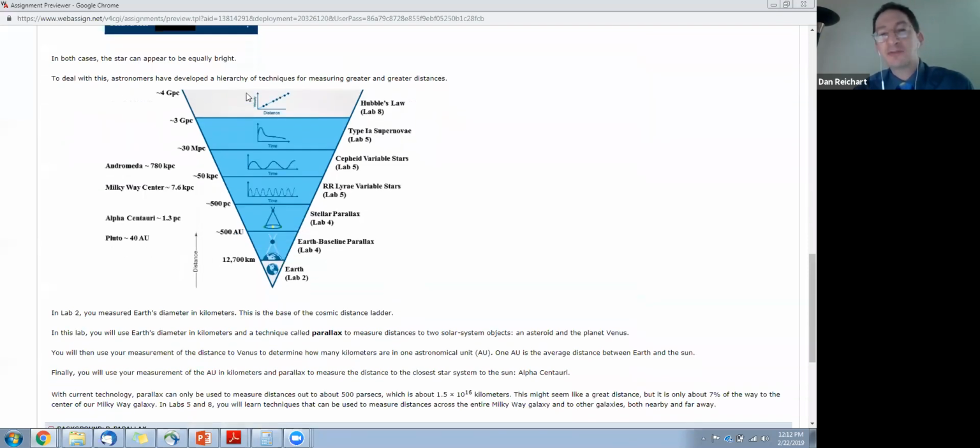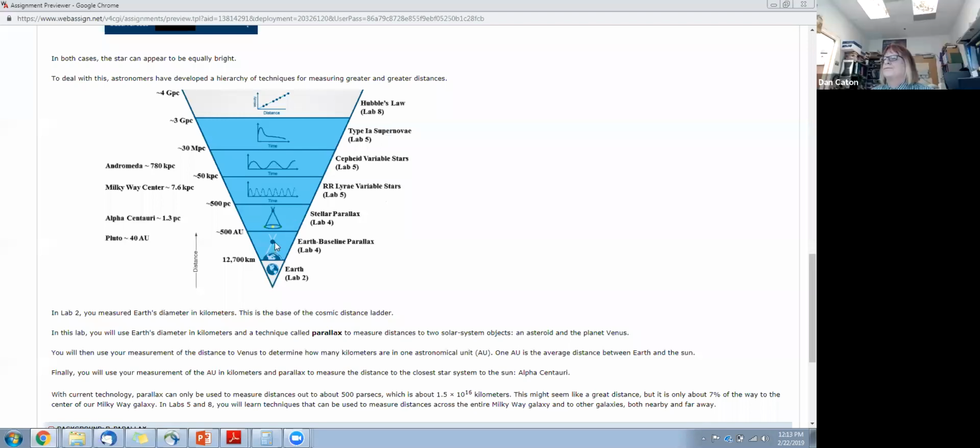And here's a pared down version. The cosmic distance ladder can be quite complicated. I went through it and extracted the most critical elements because we only have so many labs. And so again, in lab 2, we measure the size of the Earth by measuring the height of the sun at midday at 2 different locations on Earth at different latitudes. And in this lab, we have 2 more rungs: Earth baseline parallax out to an object like Venus to know the AU, and then we use the AU and stellar parallax to get to nearby stars.